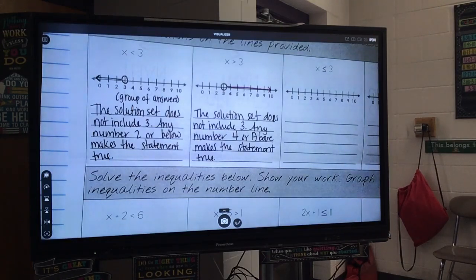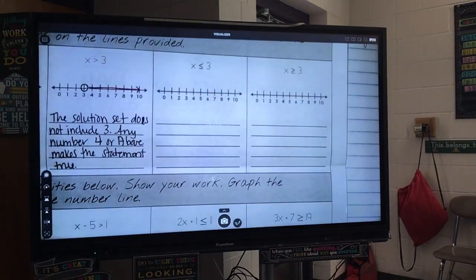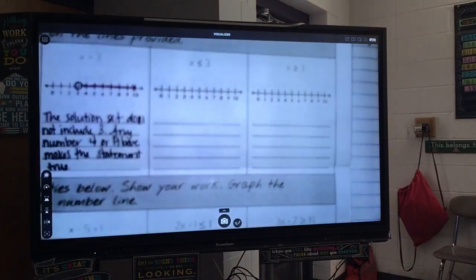Raise your hand and tell me, what is a solution set? Caleb. A group of answers. For what? Your number line. For like what X could be. For the equalities or inequalities? Inequality. That's it.